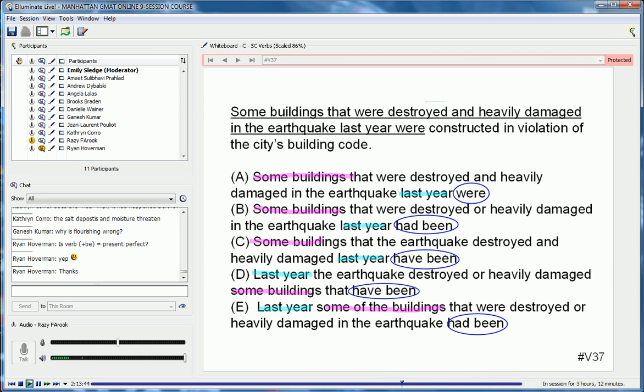And I went with "had been" because that describes that the buildings were constructed in violation of the city building code, so they had been constructed prior to the earthquake. So it's like describing a past action. And so I narrowed it down and felt like "had been" made the most sense, and then chose between B and E, and felt as though B sounded a lot better than E did.